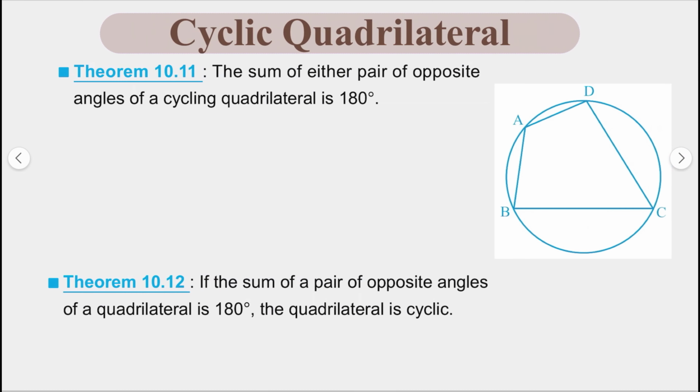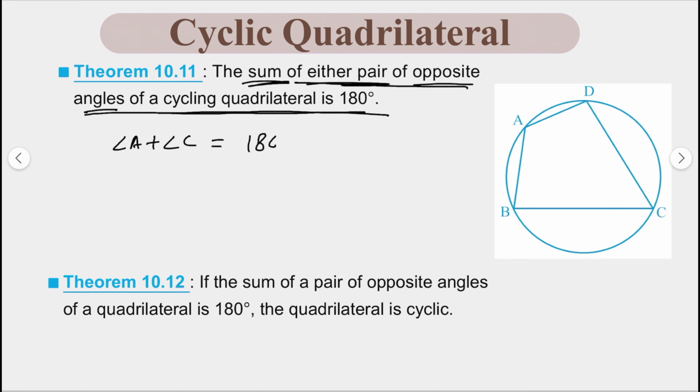Okay, so we have the next two theorems. First is: the sum of either pair of opposite angles of a cyclic quadrilateral is 180 degrees. Okay, that's what I was telling you. This theorem is saying the same thing. The sum of either pair of opposite angles of a cyclic quadrilateral is 180 degrees, which means angle A plus angle C will always be equal to 180 degrees if this is a cyclic quadrilateral. Okay, if they are not equal, then it will not be a cyclic quadrilateral. And also angle B plus angle D will always be equal to 180 degrees, because they are the opposite pair of angles of a quadrilateral.